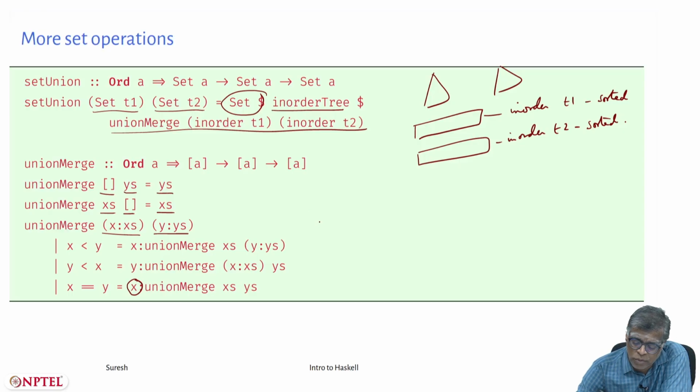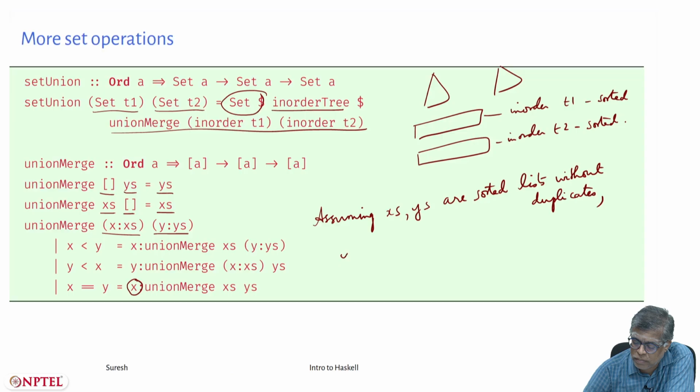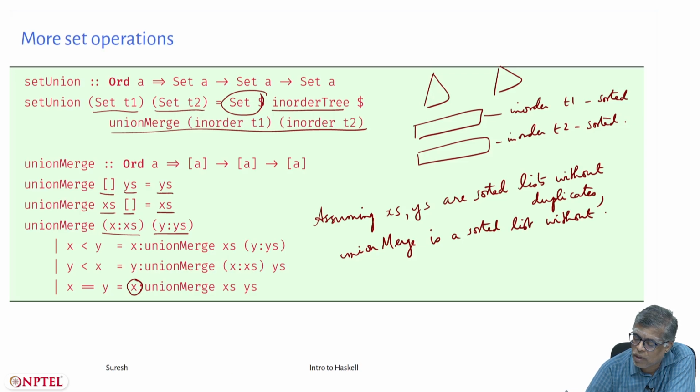and this is assuming a sorted list without duplicates, elements of this, I mean, which represents the union, represents x's union y's.